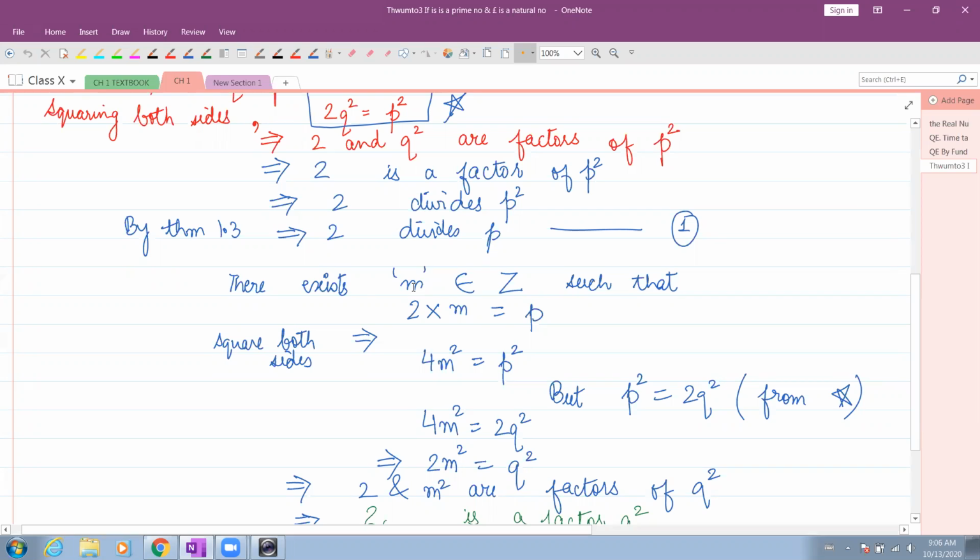From here again I'm going to square my sides because I want to use the result that I initially had when I squared the very first result which I began with. So squaring both sides, I'm using the value of p square, which I have marked as star in the beginning over here, and I get on simplification 2m square equals q square. I'm going to just mark it over here.